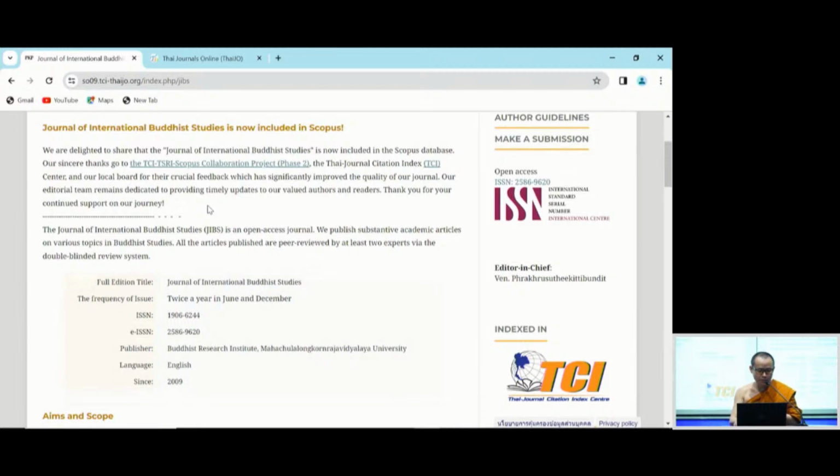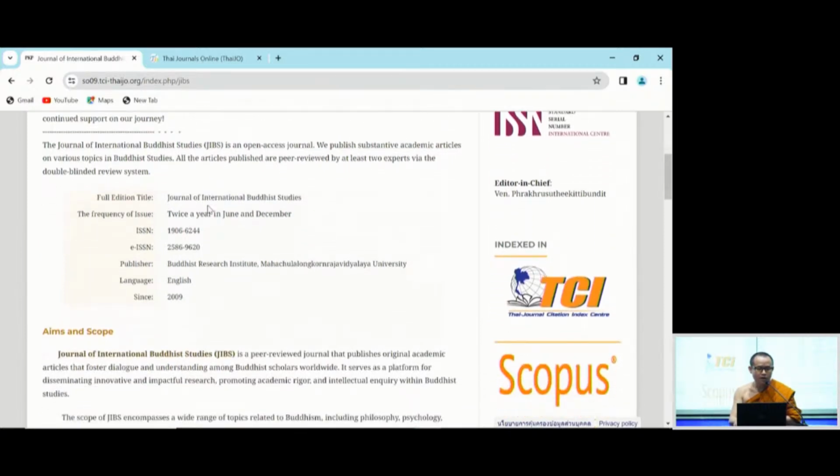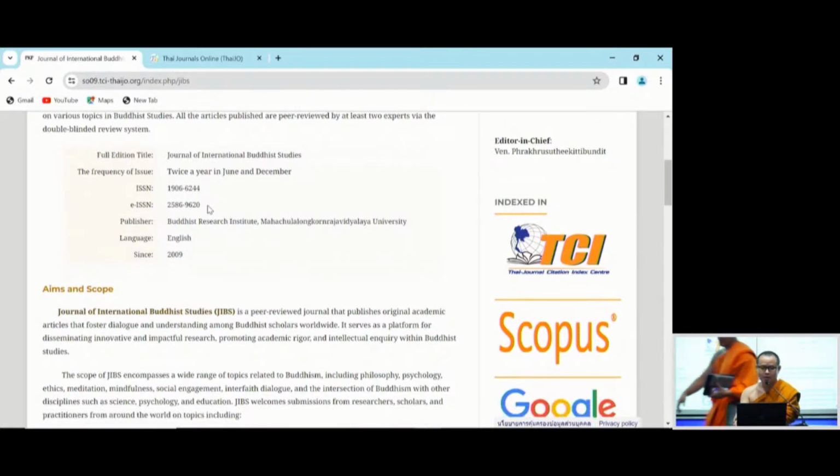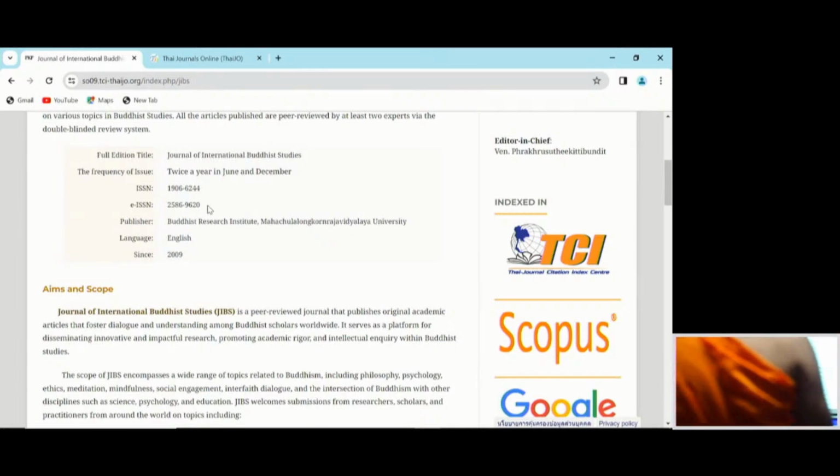And JIBS is published twice a year, in June and December. But now we publish only online, with no print version, on the website. JIBS started in 2009. The publisher is the Buddhist Research Institute of Mahachulalongkorn Rajavidyalaya.